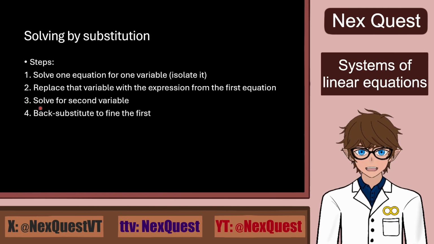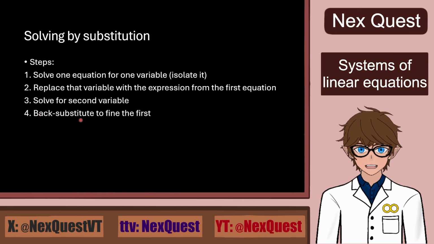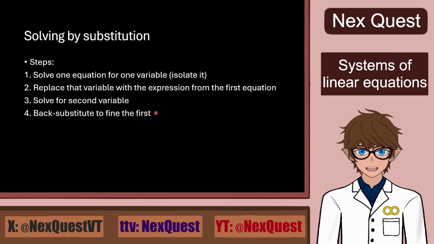So we put the second variable in either of the equations, so back substitute, and we find the first variable. This sounds complex, don't worry. I'll solve an example just so you can see what I mean.